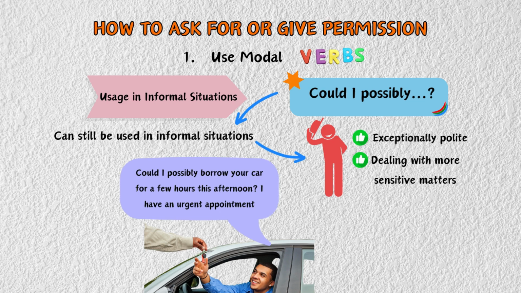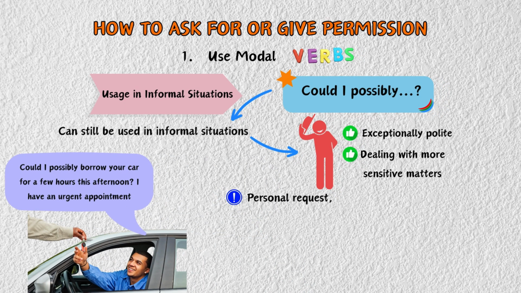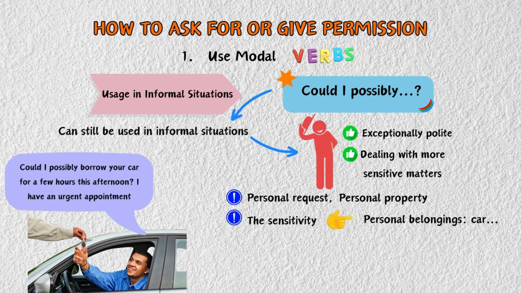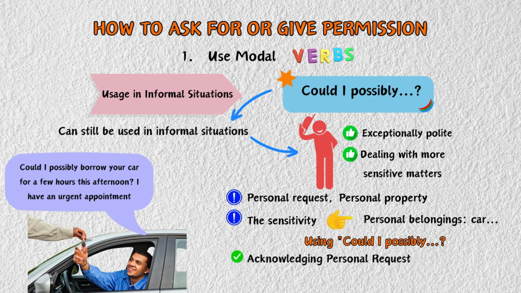Borrowing someone's car is a personal request, as it involves entrusting personal property to another individual. The sensitivity comes from the fact that personal belongings, especially valuable ones like a car, are involved in the request. By using the phrase, could I possibly? In this context, the speaker is acknowledging the personal nature of the request and expressing a high level of politeness.